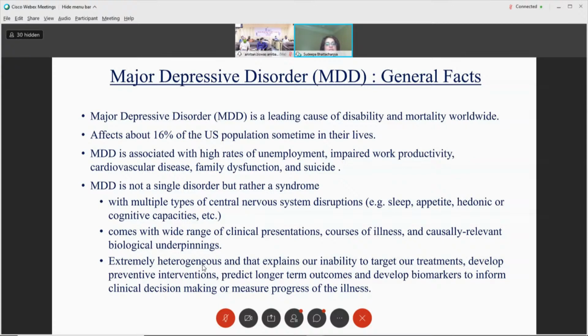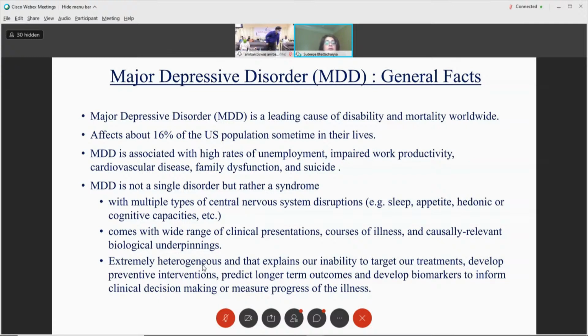So, major depressive disorder, here are some of the general facts. It is a leading cause of disability and mortality, and it affects about 16% of the US population. 16% is more than 50 million people in the US at some point in their lives. And MDD is associated with high rates of unemployment, impaired work productivity, family dysfunction, and cardiovascular disease. It comes as a comorbidity in a number of diseases. And of course, it comes with a high rate of suicide.